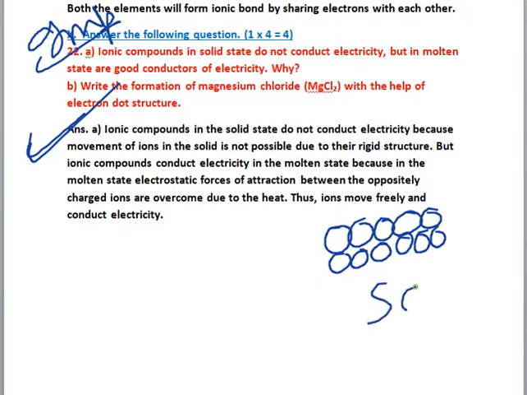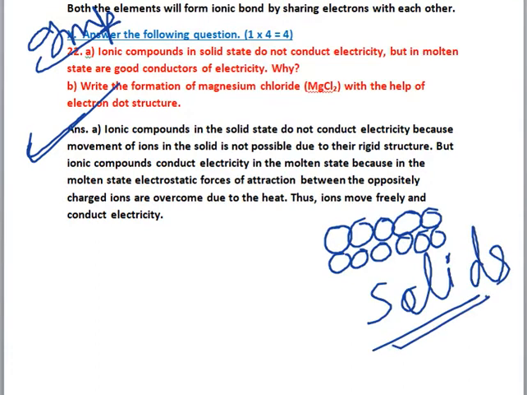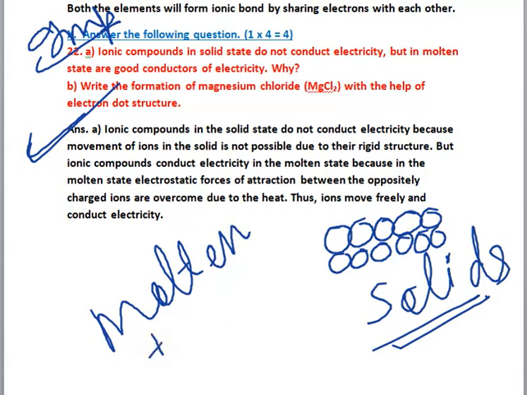In solid state, the ions cannot move. Remember just the logic, and you can give the answer in your own words. In solid state, the ions cannot move, so they will not conduct electricity. But in the molten state, what happens? The ions, the positive and the negative ions, can move freely and they can conduct electricity. This is a simple answer.